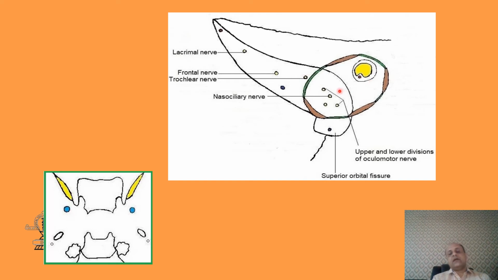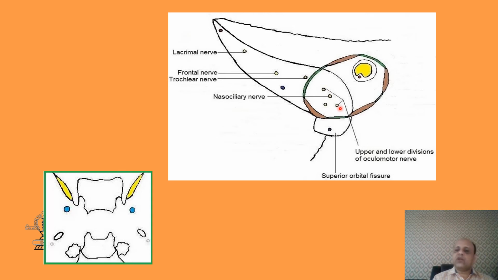So the oculomotor nerve, which is lying in the lateral wall of the sinus, divides into its two divisions, superior division and inferior division, in the anterior aspect of the cavernous sinus, and these two divisions leave the sinus and enter the orbit through the middle part of the superior orbital fissure.